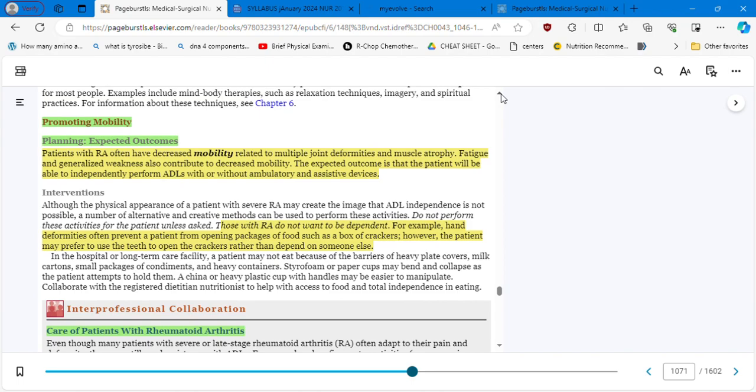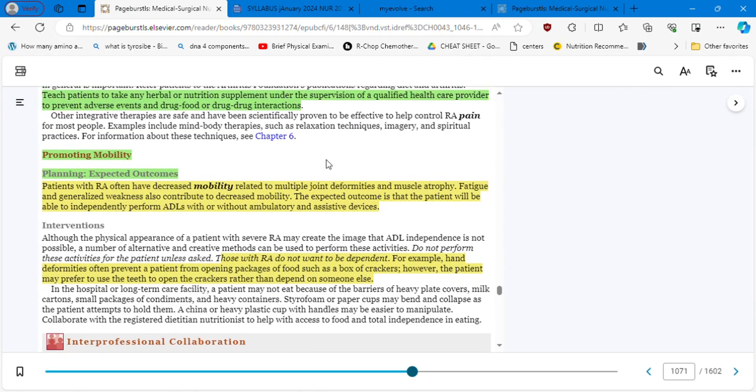Okay, where are we? Promoting mobility, planning expected outcomes. Patients with RA often have decreased mobility related to multiple joint deformities and muscle atrophy. Fatigue and generalized weakness also contribute to decreased mobility, of course. The expected outcome is that the patient will be able to independently perform ADLs with or without ambulatory and assistive devices. So those with RA do not want to be dependent. We need to understand that, right?